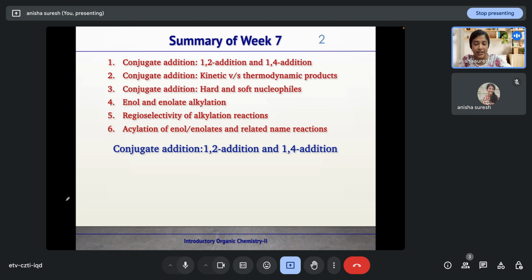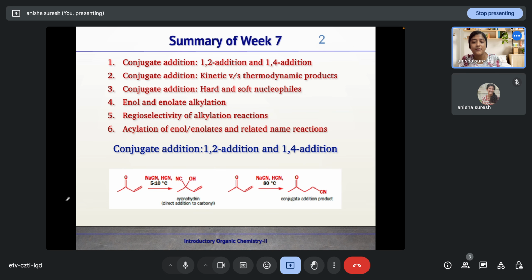So coming to conjugate addition, that is 1-2 addition and 1-4 addition. If we have this compound in hand and we treat it with sodium cyanide in the presence of HCN at 5 to 10 degrees Celsius, that is low temperature, we get addition to the carbonyl, that is 1-2 addition. And when the same compound is treated with NaCN and HCN, the only difference being the temperature of 80 degrees Celsius, a little higher temperature, we get the conjugate addition product, that is 1-4 addition.